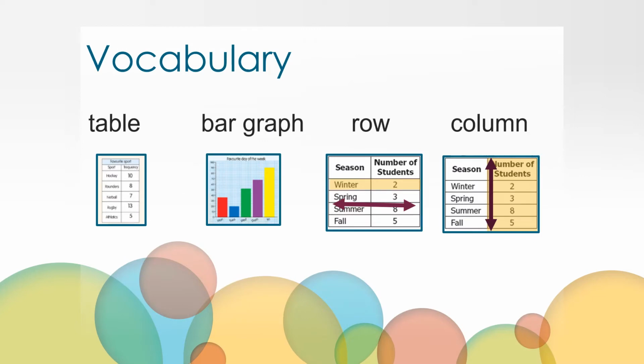You may hear some words that are new to you today, so as we work together, listen for these words and try to make connections between them and what we are learning. The first word is table. This is a chart for organizing the data we've collected. Bar graph is a graph that uses bars to represent information collected. Row means across, going from left to right, and column means going up and down.